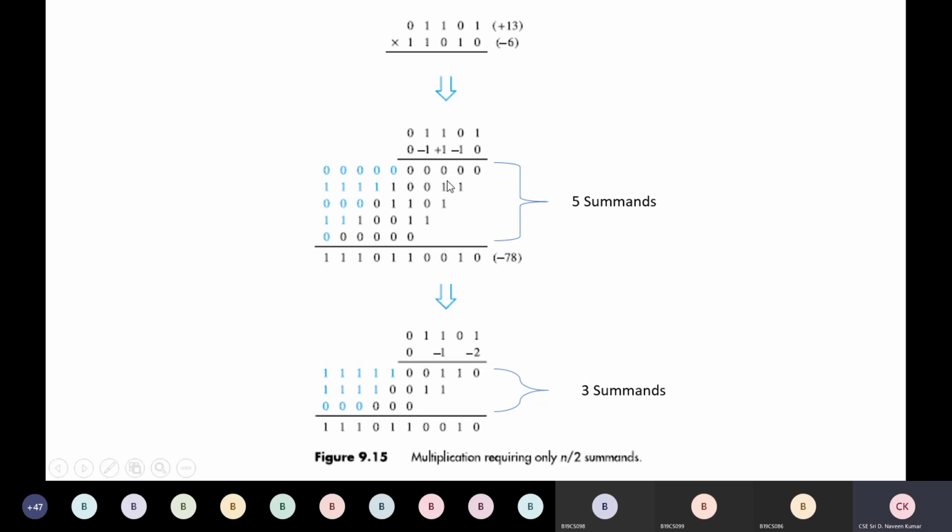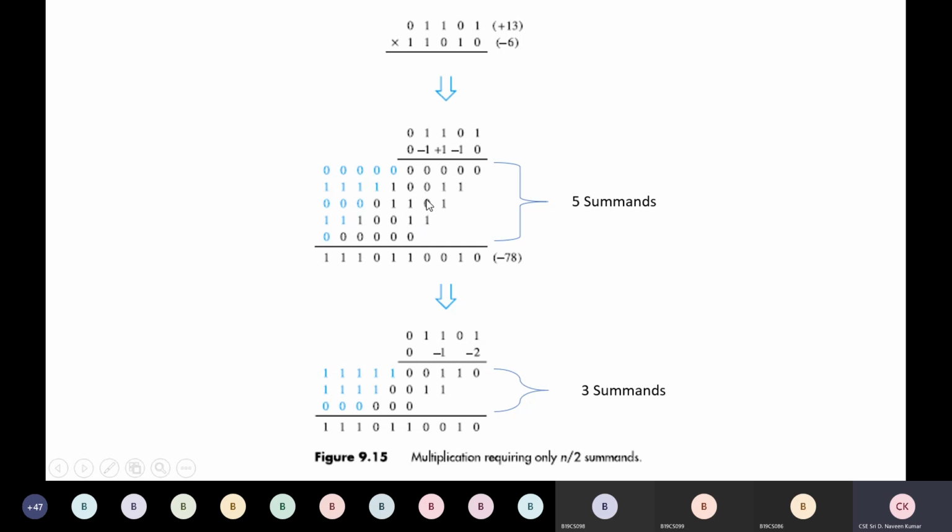Okay, so we are trying to add these summands, and when we add these columns, 1 plus 1, we get 1, 0. So the 0 we keep here, and the 1 we pass to the next set of binary numbers, to add the next column.